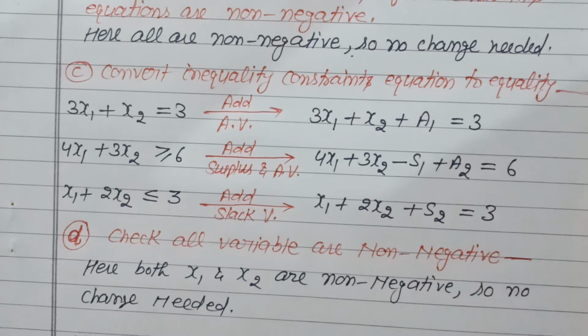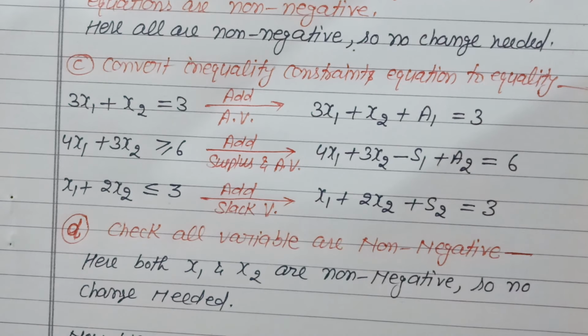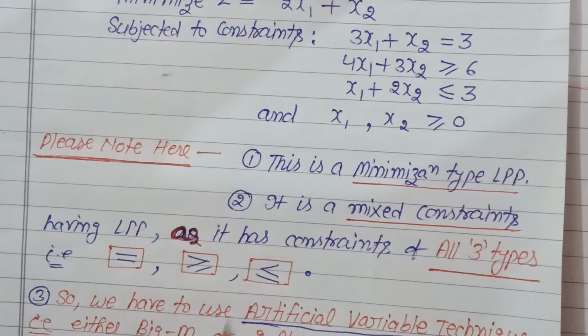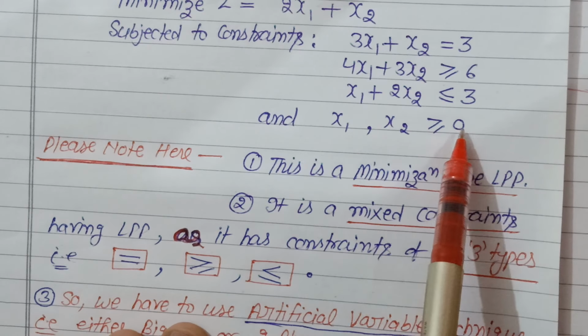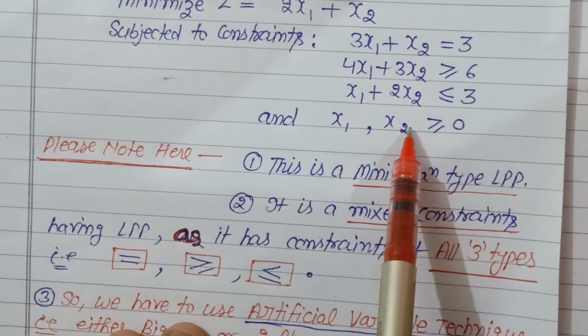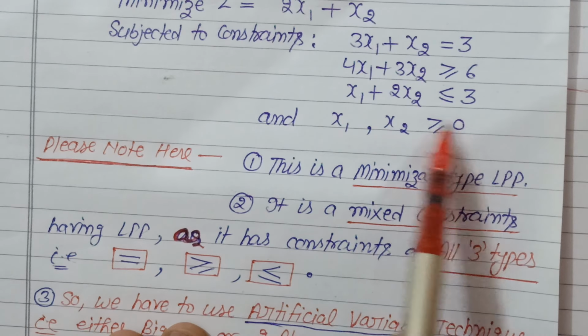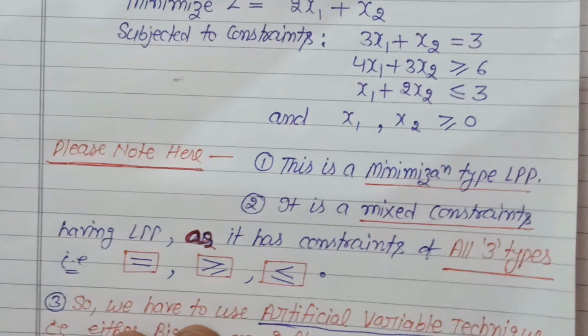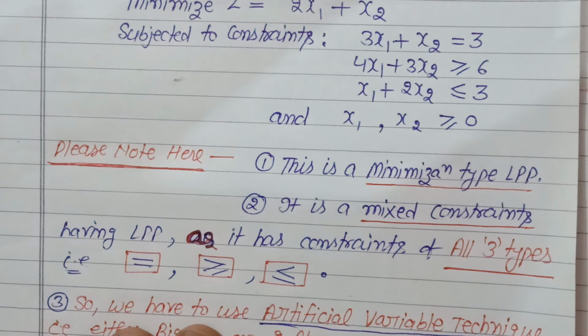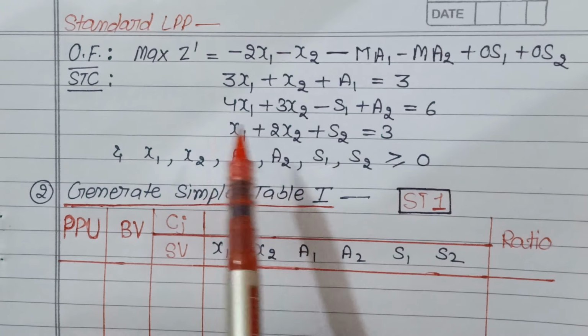Now the fourth step we have to follow is that the two variables x1 and x2 must be greater than or equal to 0, that is, they must be non-negative. Here in the given equation both x1 and x2 are greater than or equal to 0, so the fourth condition is satisfied. So now let us write the final standard LPP. So this is the final standard LPP.